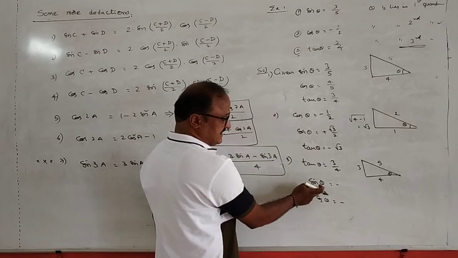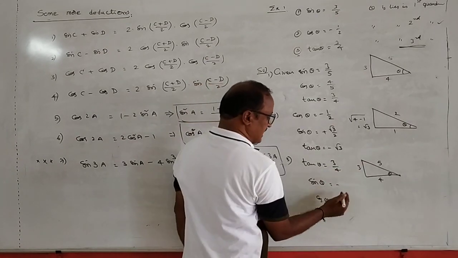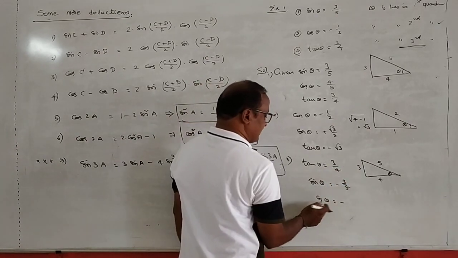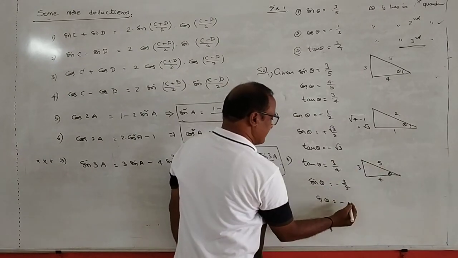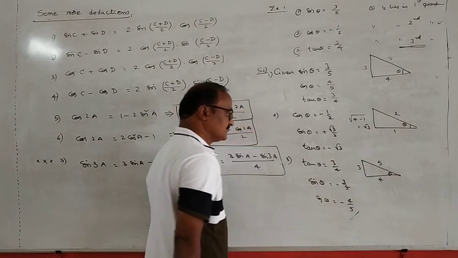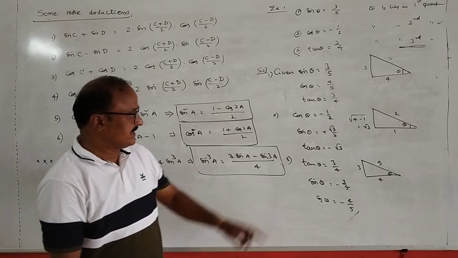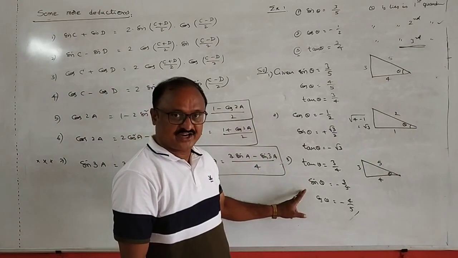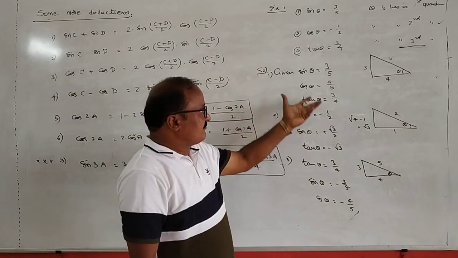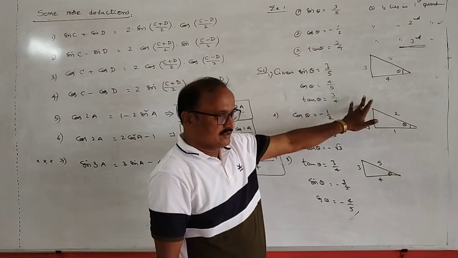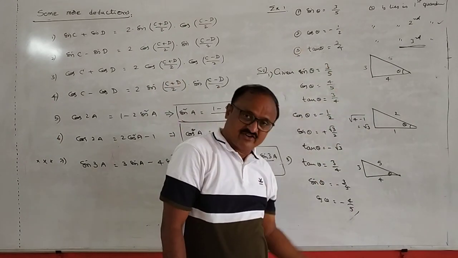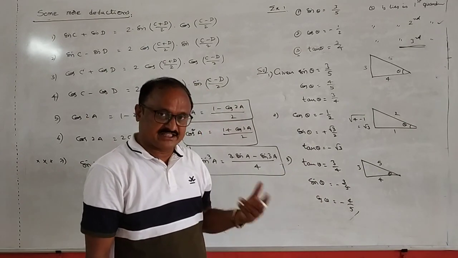Negative. Sin theta is equal to opposite by hypotenuse, 3 by 5, and cos theta is equal to adjacent side by hypotenuse, 4 by 5. Do you understand? In this way, you can find in which quadrant theta lies, and in that quadrant which trigonometric function is positive or which one is taken as negative.